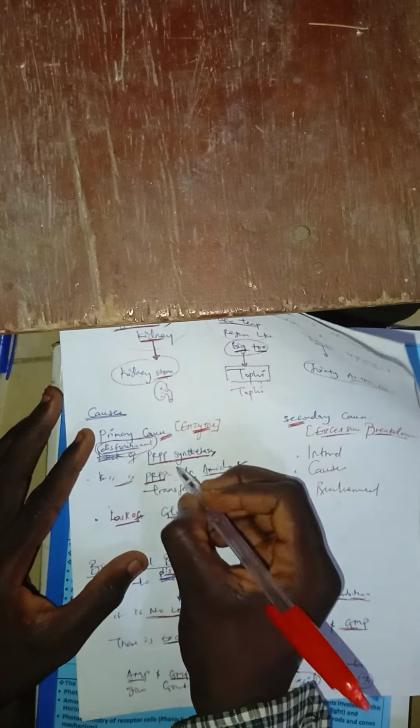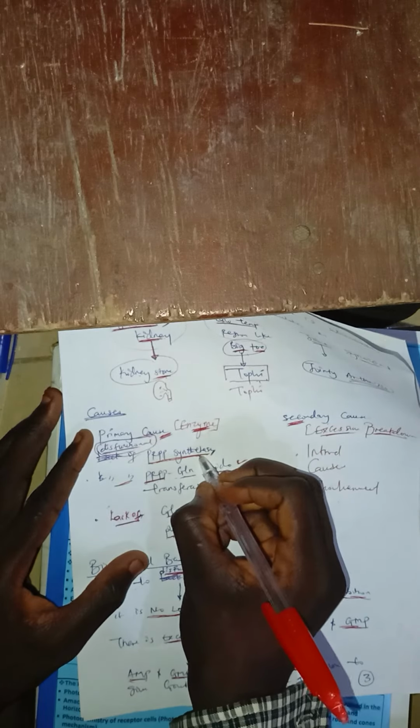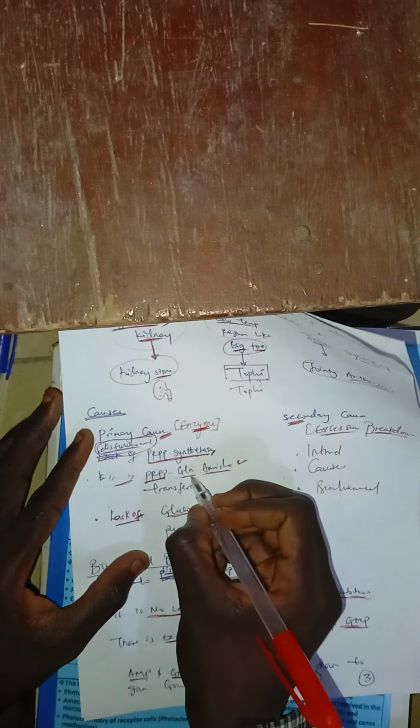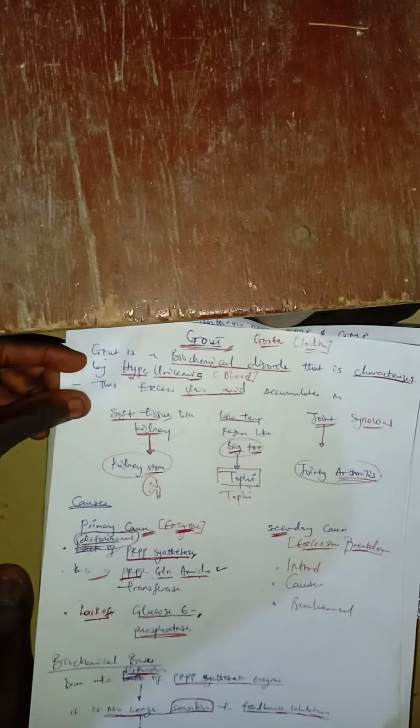Now, for the primary gout, the enzymes are what? PRPP synthetase if it is dysfunctional. Another one again, PRPP glutamine amidotransferase if it is dysfunctional. Then lastly, we have lack of glucose 6-phosphatase. Then I explained that if you have this enzyme that is dysfunctional, it is no longer sensitive to feedback inhibition. It will keep on synthesizing AMP and GMP. AMP and GMP will definitely be catabolized down to form uric acid. Then you are going to have high levels of uric acid in the blood, hyperuricemia, hence gout. Alright, so this is for the first video. We'll do the second one now.